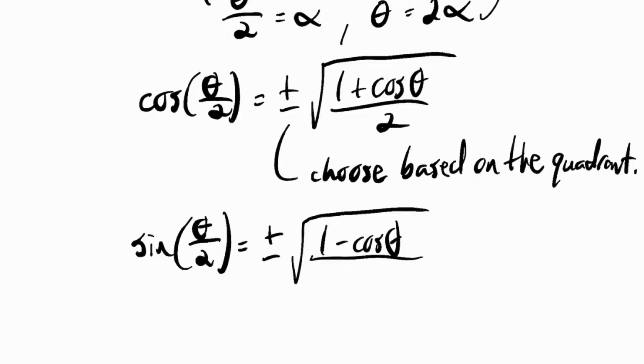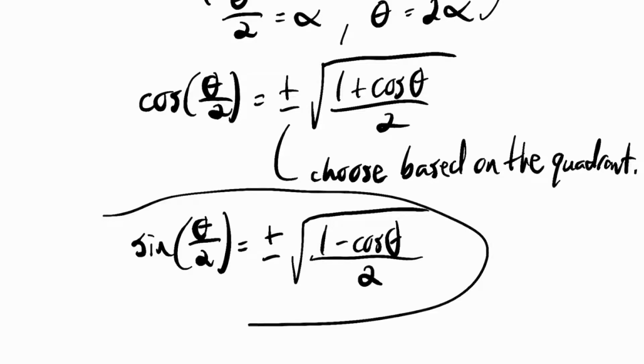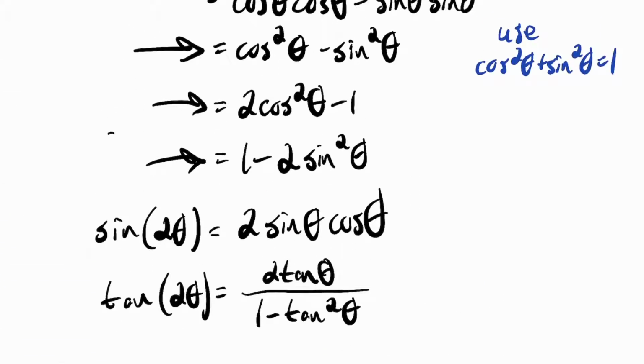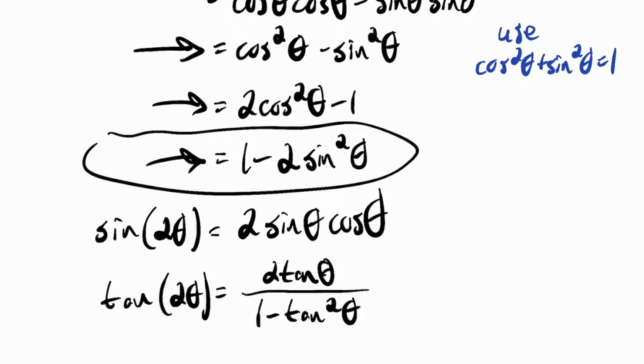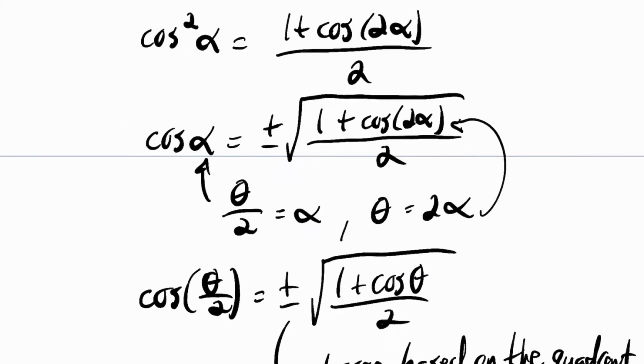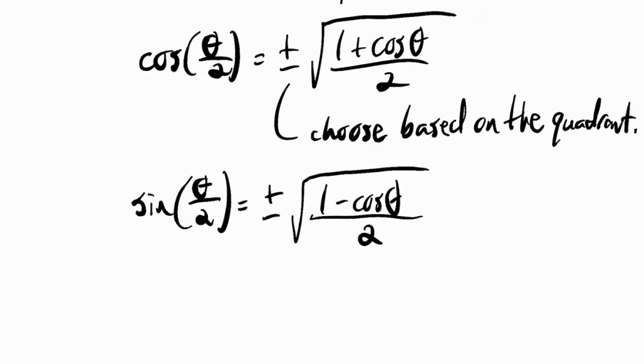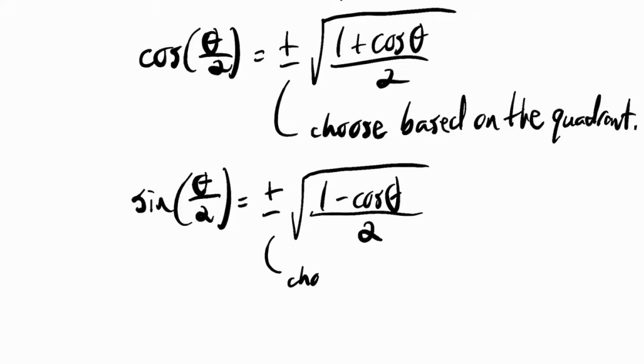If you go through the trouble of working this out from the double angle formula, in particular, you would use this one. This version of cosine 2 theta is what you would use. If you go through that trouble of doing that, you'll see why there's a minus sign. It's pretty obvious as you get partway through working out this formula. And again, you choose this based on the quadrant.